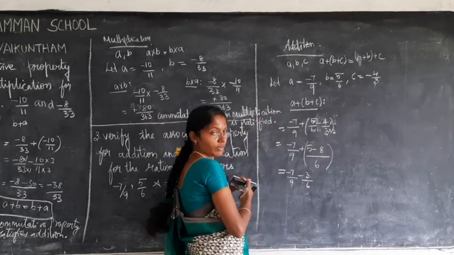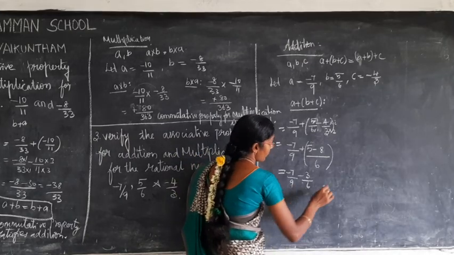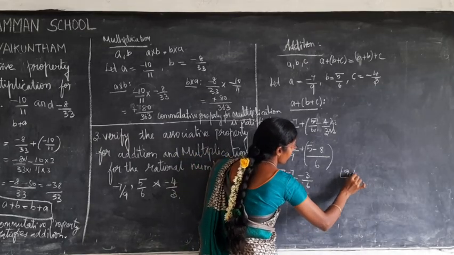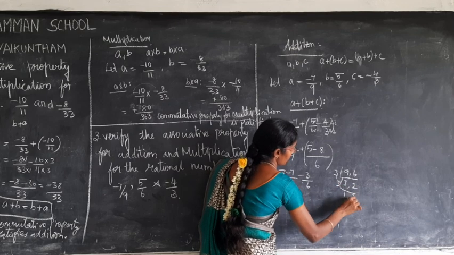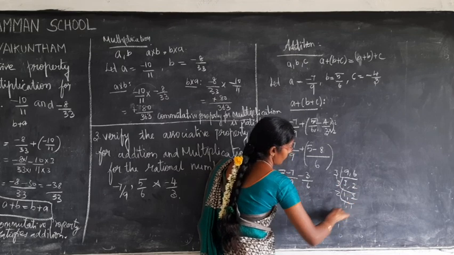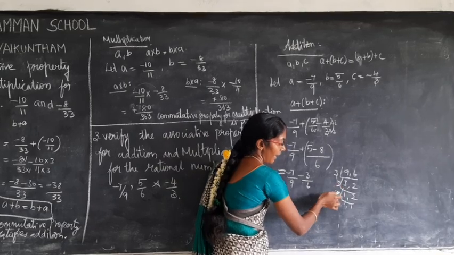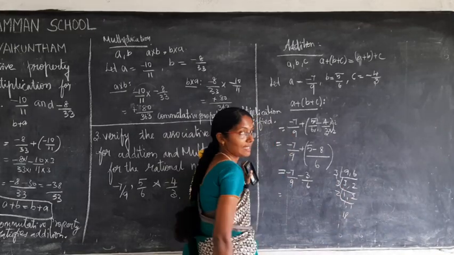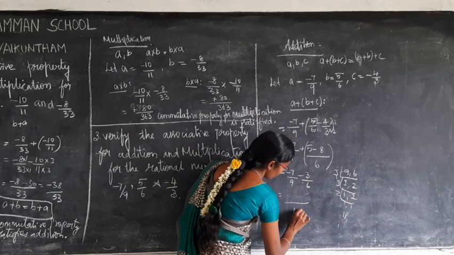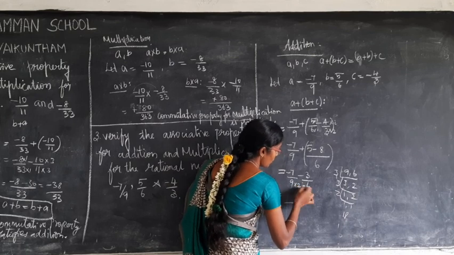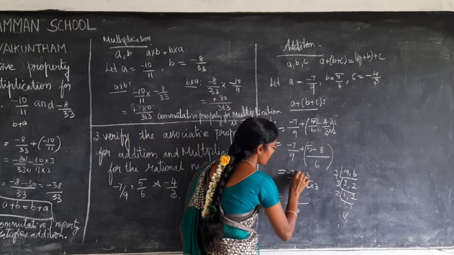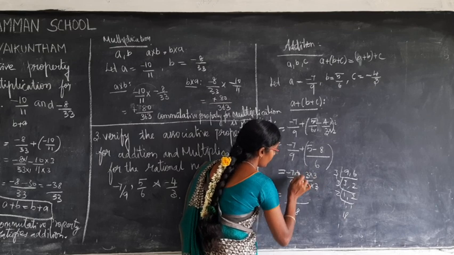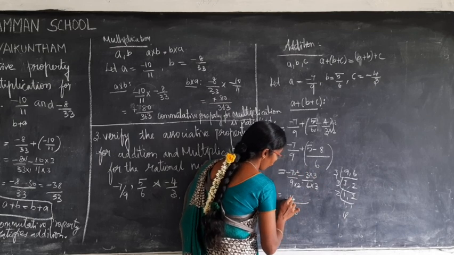So next one, you have to do this too. So again take LCM. So 3 3s are 9, 9 2s are 18. So the LCM is 18. So multiply by 2, here multiply by 3, so that you will get 18. So here also 2, here also 3. 7 2s are 14, minus 14.